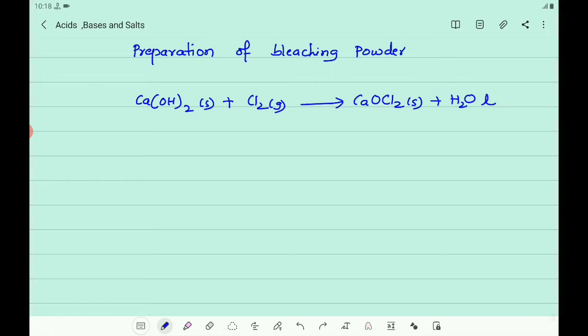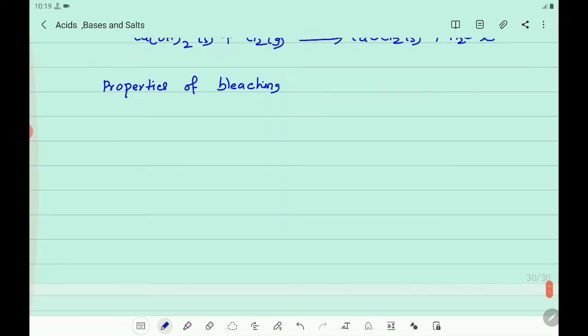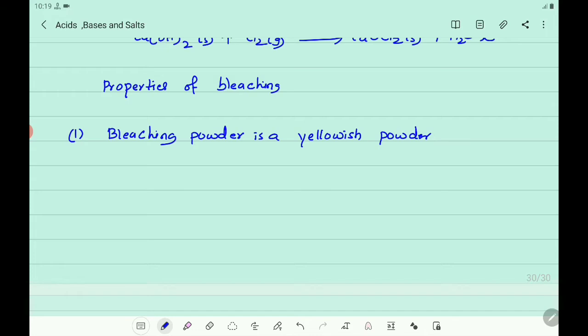Now what are the properties of bleaching powder? So you take the properties of bleaching powder. You know that bleaching powder is a yellowish powder with a smell of chlorine.